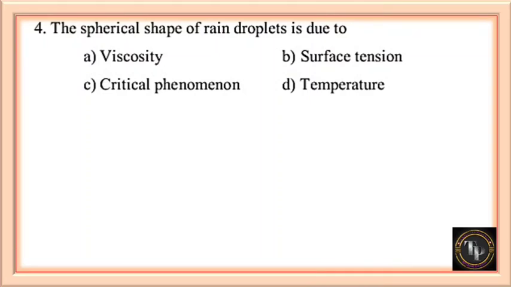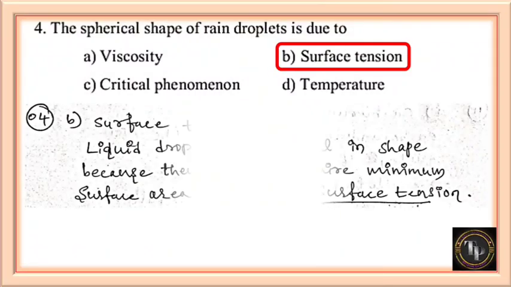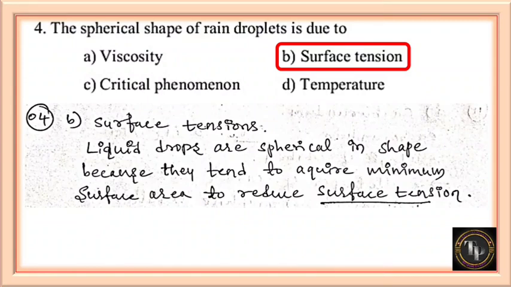The spherical shape of rain droplets is due to. Why are the rain droplets spherical in shape? Because of surface tension. You see the explanation. Liquid drops are spherical in shape because they tend to acquire minimum surface area to reduce the surface tension. So whenever liquid droplets are thrown, they become spherical because they tend to acquire minimum surface area, which is there only in the case of a sphere. So they want to decrease the surface tension. That is the matter.